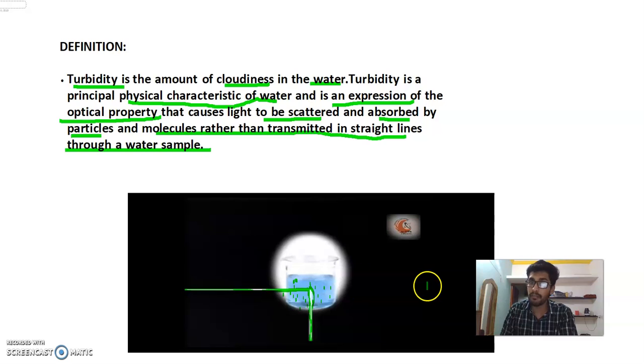If there are no suspended particles present inside the beaker, then you can see the light passes in a straight line, and that is completely transparent water. This is how turbidity of water is measured. So if the turbidity of water is high, there is very high scattering of the light, and if there is no suspended matter present, the light passes in a straight line. This is what is meant by the term turbidity.